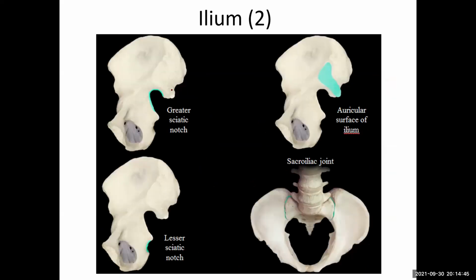We also have this indentation here called the greater sciatic notch. That is where your sciatic nerve exits from your pelvis and starts to go down the posterior part of your glutes and your leg. Then you've got the ischial spine right here, that little bump there. And then we have a smaller notch right below the ischial spine, and that's called the lesser sciatic notch. Here's a great picture of the sacroiliac joints.